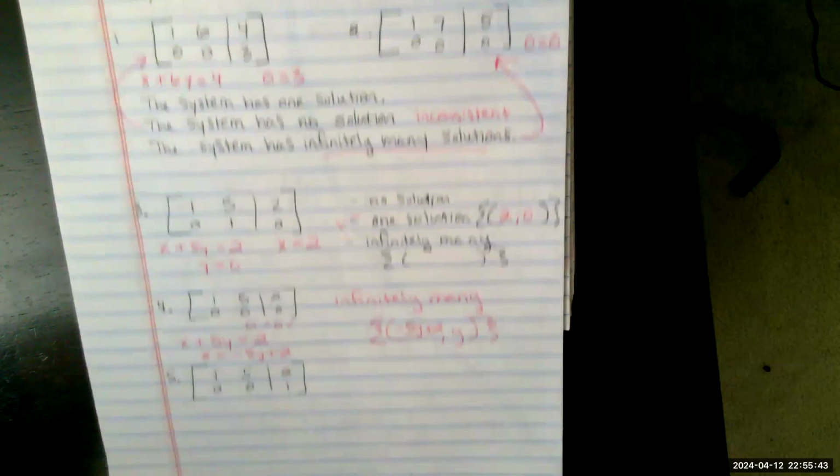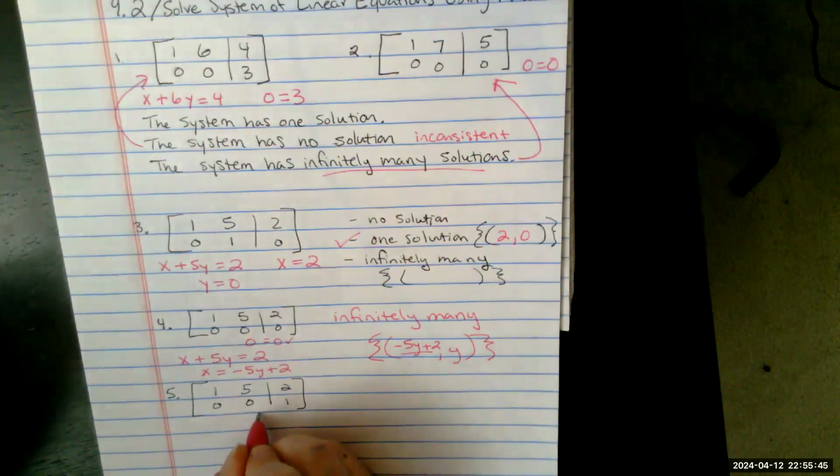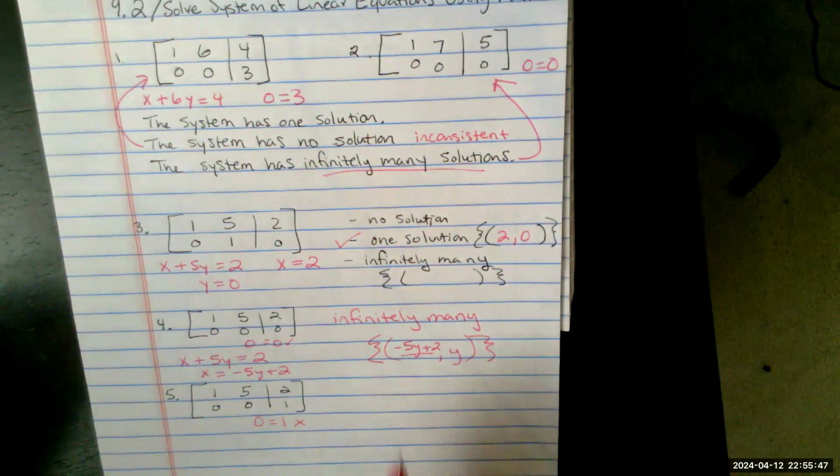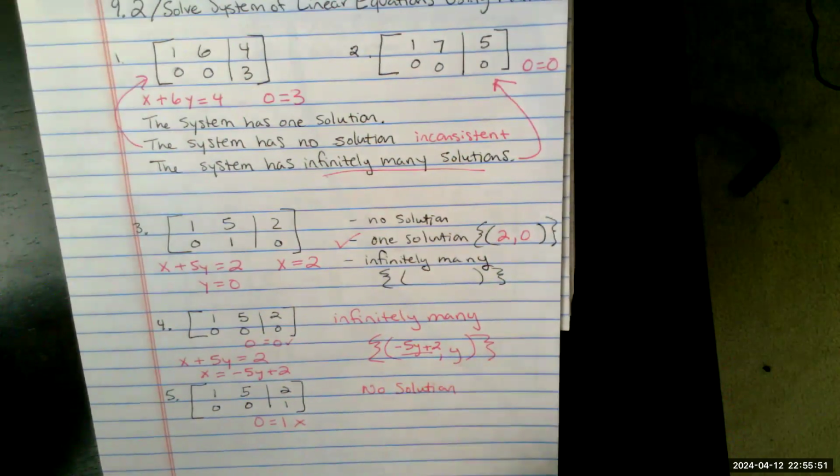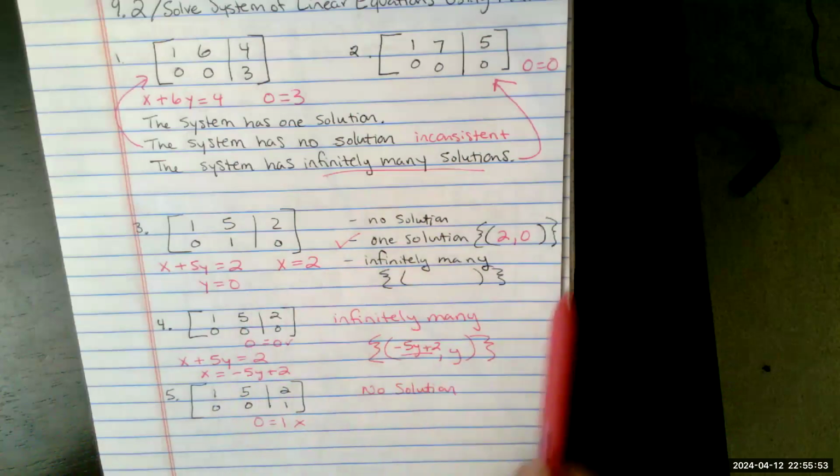And then finally, that last one, if I think about the last line, that means 0 equals 1, which does not make sense. So this is the one again that is no solution. So there's an example of each type.